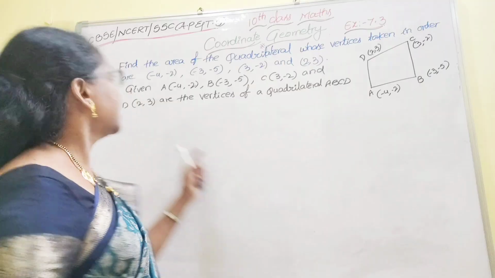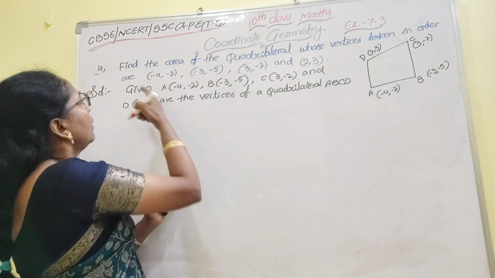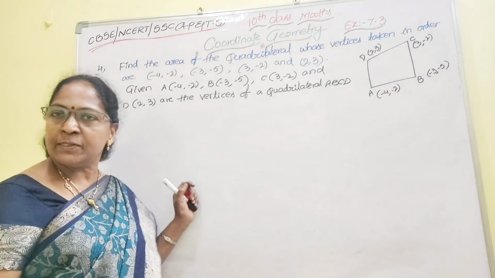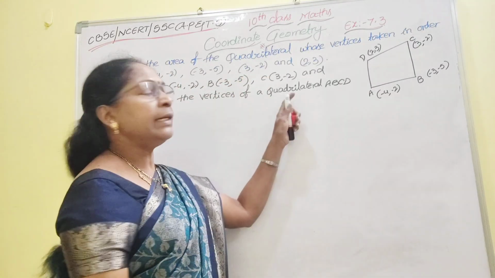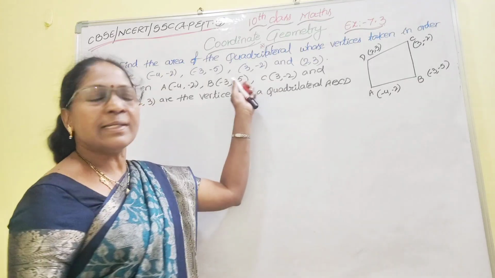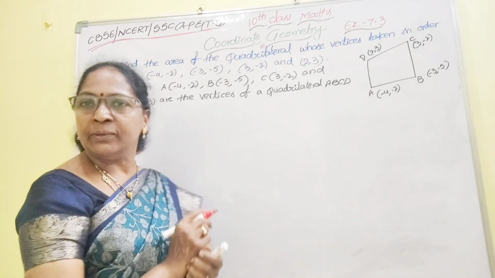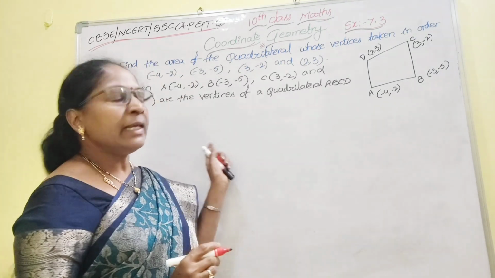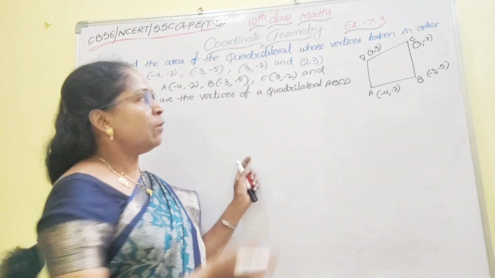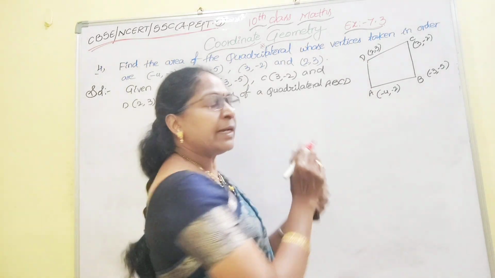Fourth question in this exercise: find the area of the quadrilateral whose vertices taken in order are (-4, -2), (-3, -5), (3, -2) and (2, 3). These 4 are the vertices of a quadrilateral ABCD. Now we have to find out the area of the quadrilateral. Here, the area of the quadrilateral we cannot find directly, so first draw that figure. ABCD is a quadrilateral. In this, directly we can't find out.